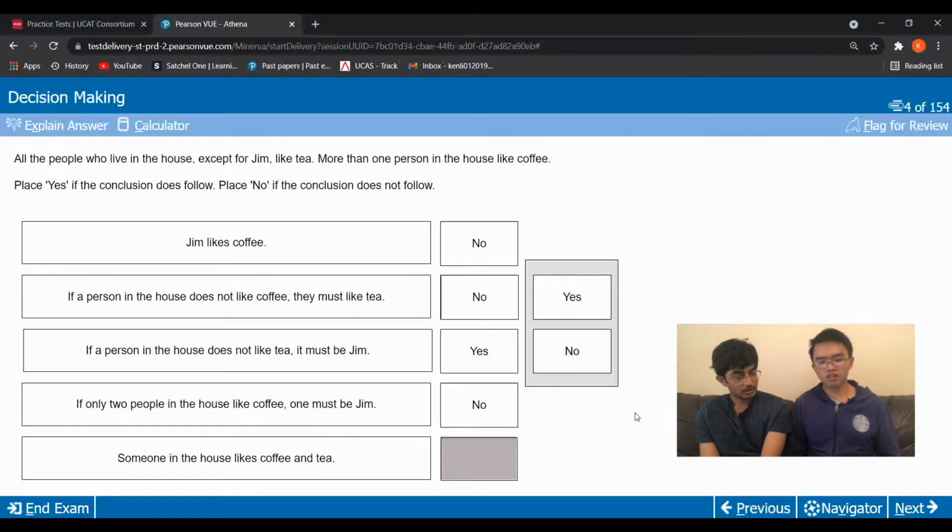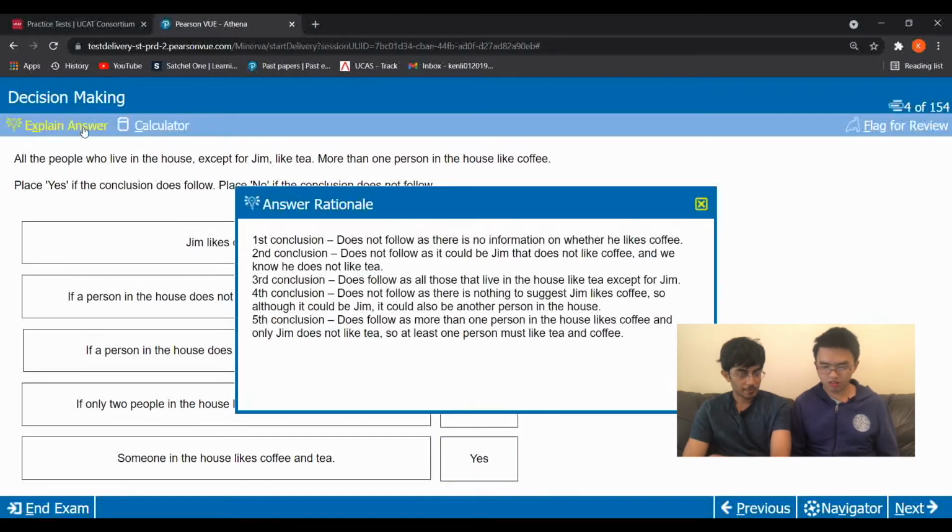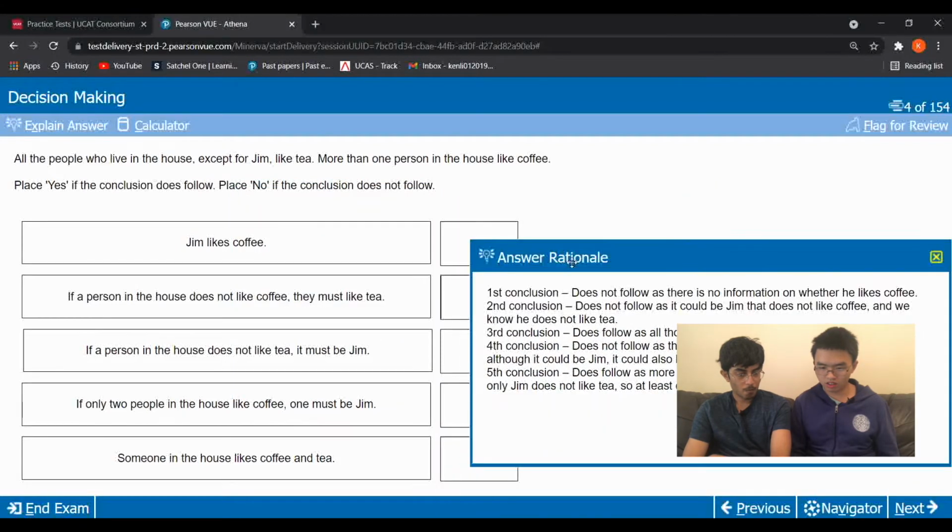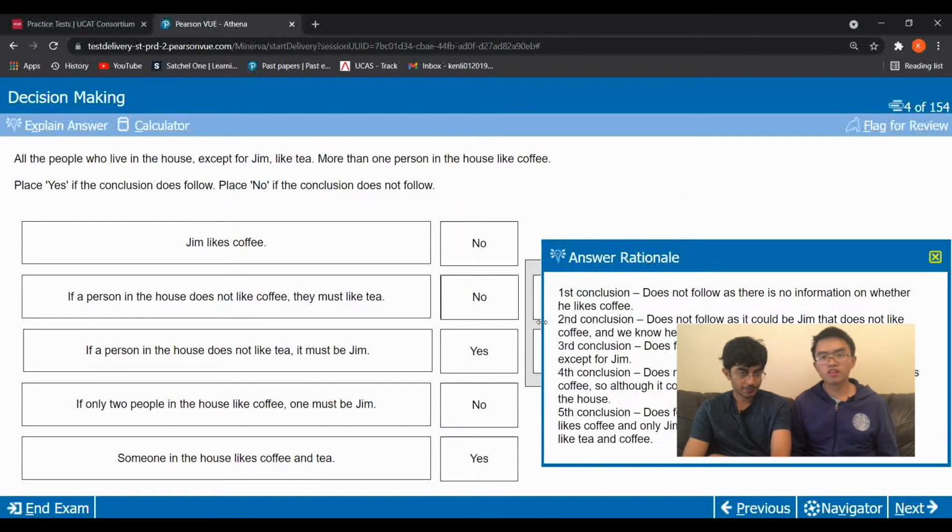Yes. So let's say there was a situation where there were only two people in the house. One of them was not Jim and the other one was Jim. More than one person in the house liked coffee. So yeah, even if there were only two people, that still holds. So can you see I'm going through the most extreme scenarios and making sure that it still holds. So, no, no, yes, no, yes. So that's a straightforward one.